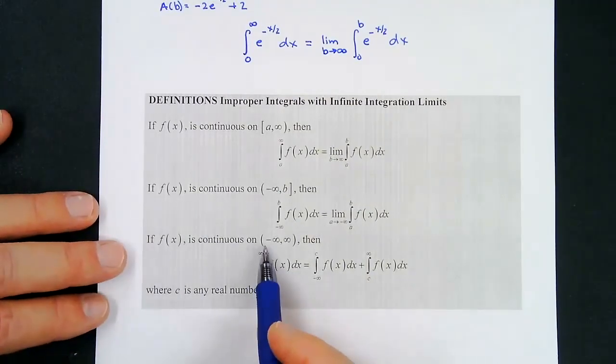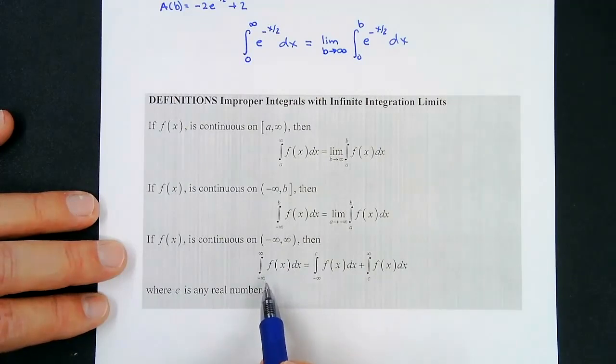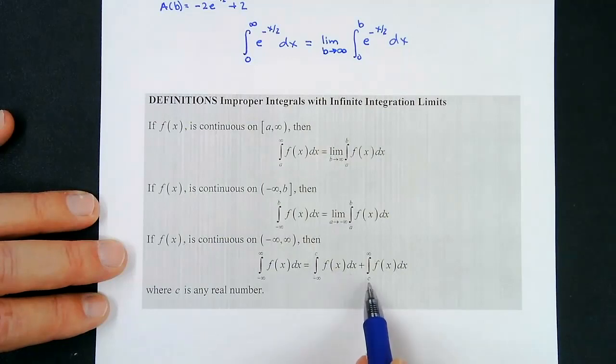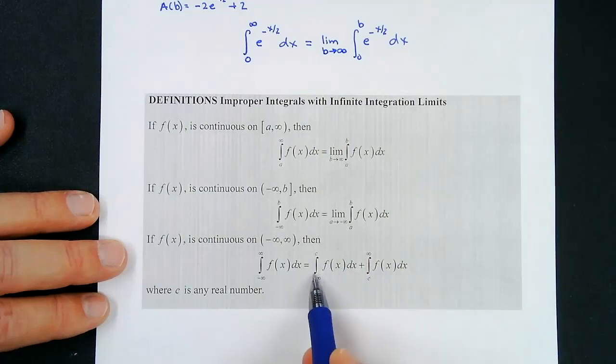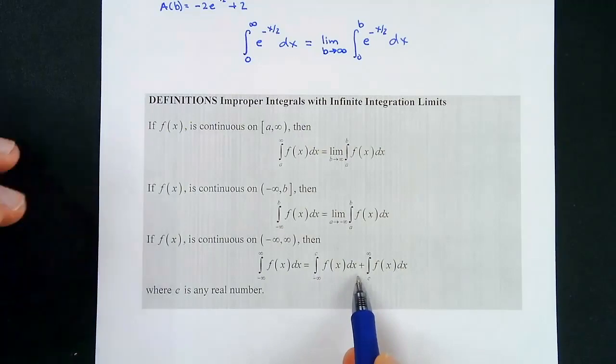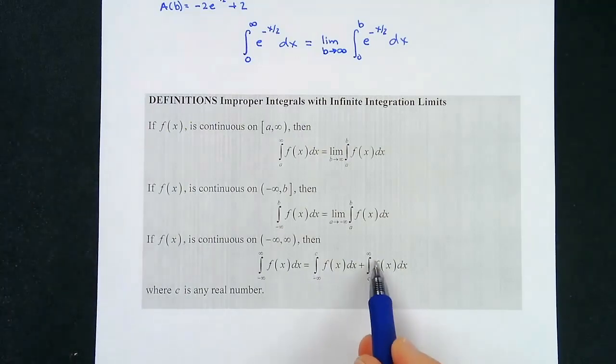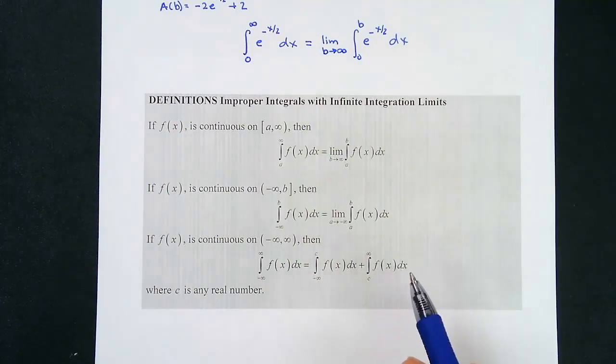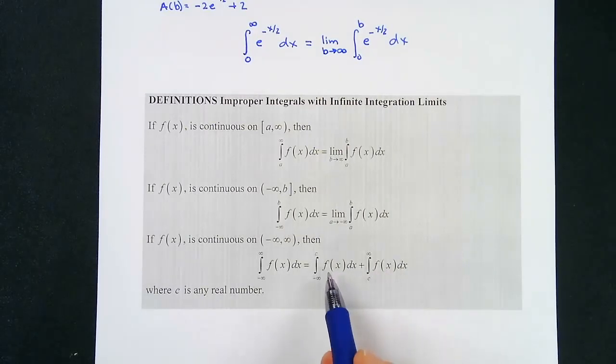And then if we want to go from negative infinity to positive infinity, then we have to break this up. So we're going to have to go from negative infinity to some c, and then from c to infinity. We're going to have to break it up like this. And then we're going to take the limit as a goes to negative infinity for this one, plus the limit as b goes to infinity on this one. So c is just going to be some number in between a and b. And you can think of a and b as being your left and right endpoints. And c can be any real number.